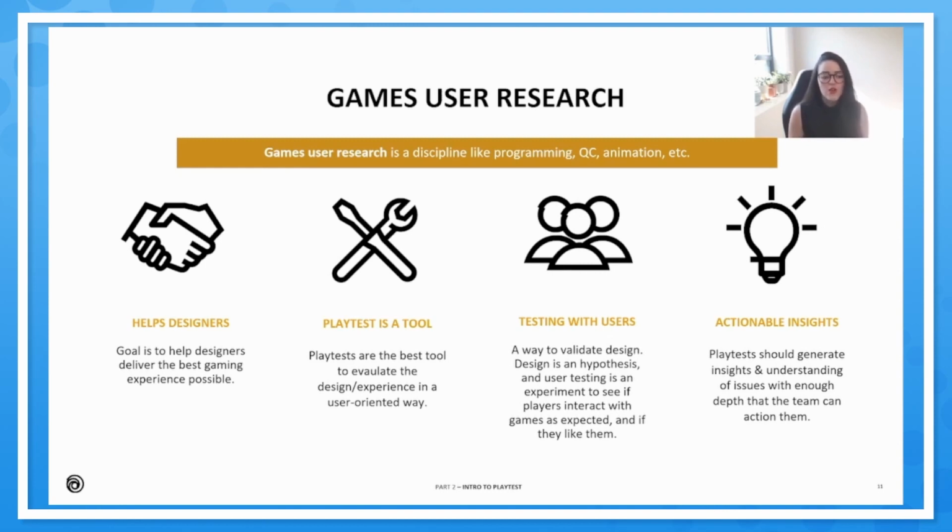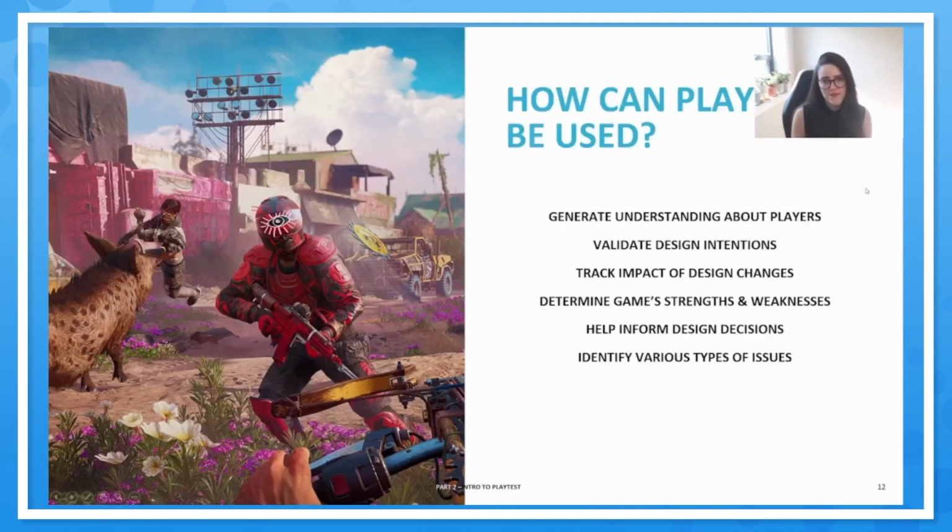Now, by doing this, we are able to validate the design because design is a hypothesis and user testing is a way to test that hypothesis. So by that, I mean, we test out if the players actually interact with the game as expected and also check if they like it. So another thing that playtests are good at, aside from just identifying issues, playtests are actually good at generating a deep understanding of the problems that players face. And it's that getting enough detail and understanding about the problems that help the design team figure out how best to solve those issues.